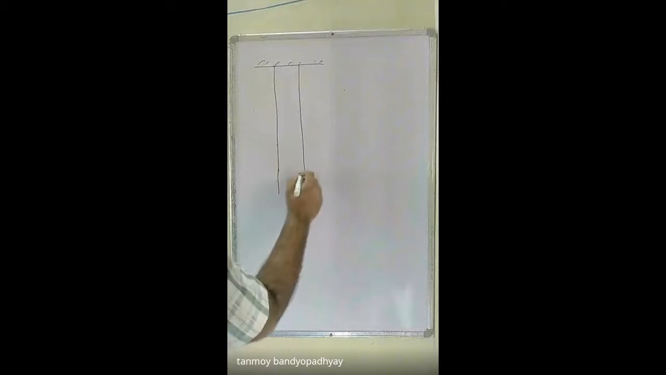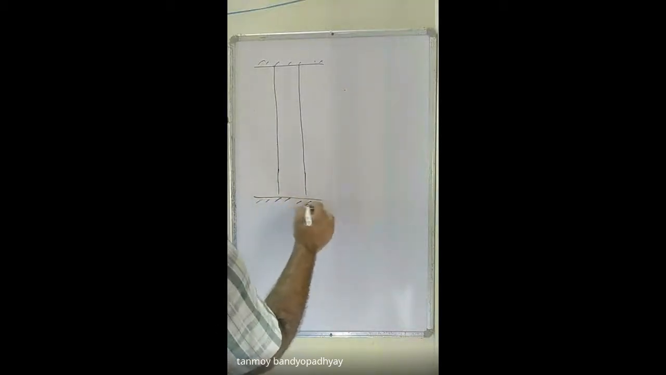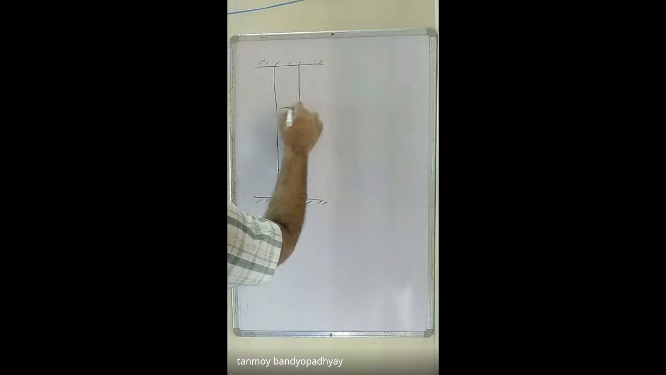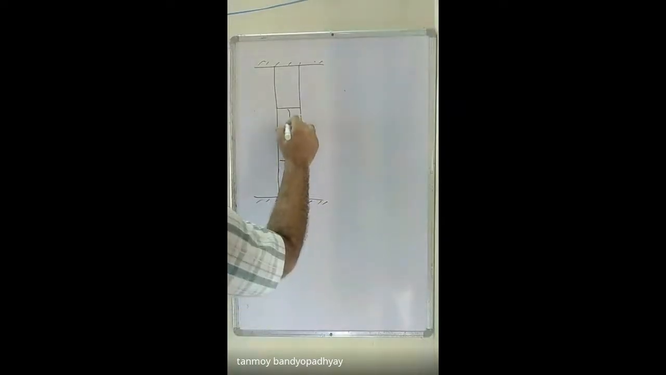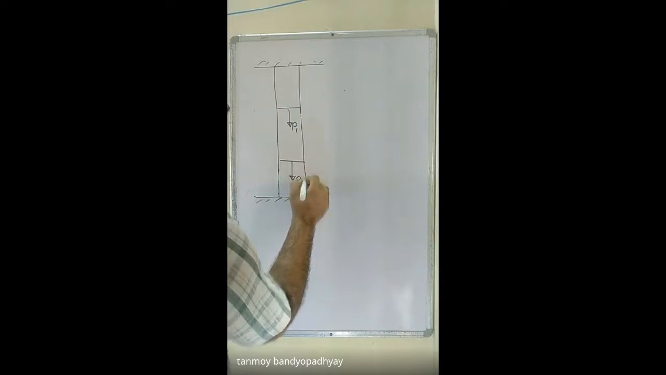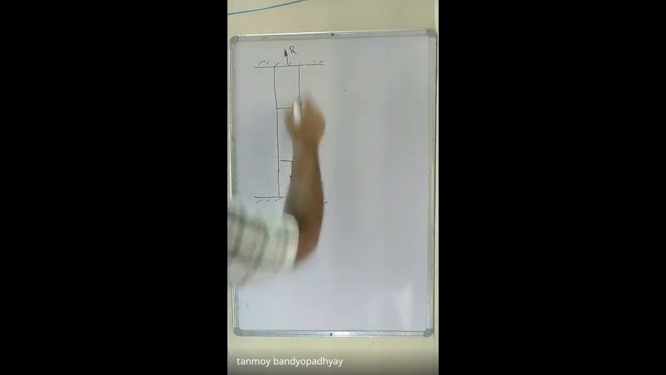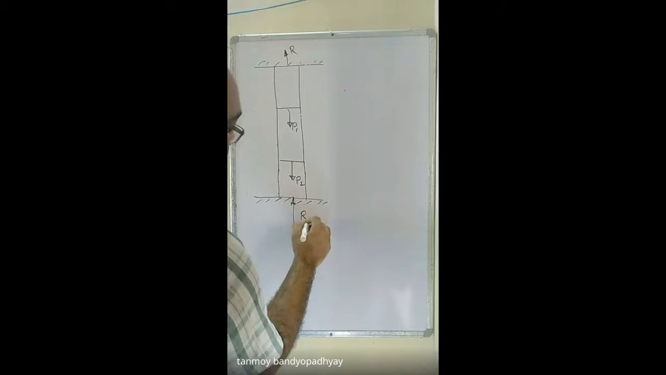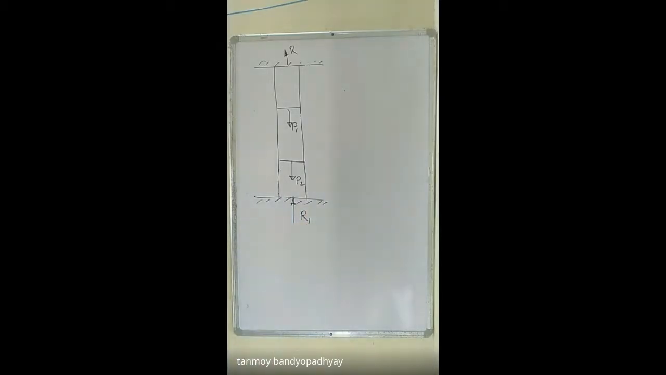See, this is also posted in the classroom, and the answer is also given, I think. There are 2 loads here and here. The loads are P1 and P2. The reaction forces at these points are R and R1. And what are the lengths? The lengths are A, B, and C. This length is A, this length is B, and this length is C. The entire length is L. So you have to find out.